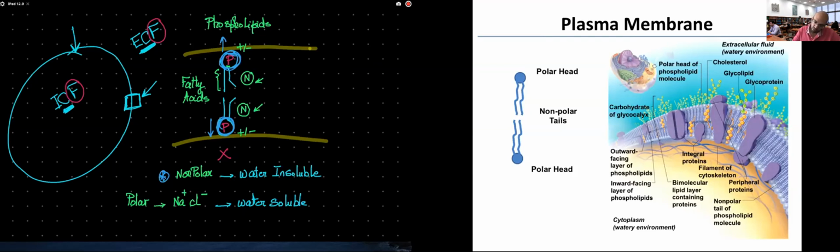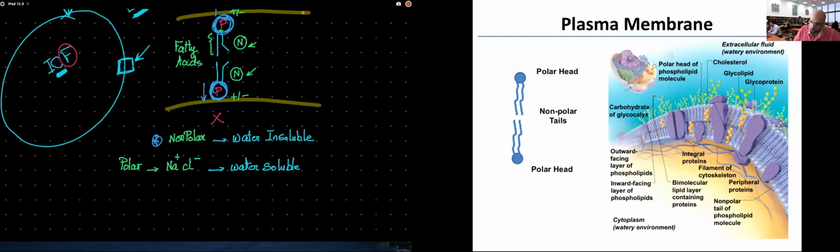Being water insoluble, what do we call something that hates water? It's hydrophobic. What do we call something that loves water? It's hydrophilic. What's phobia? Phobia is fear. Philia is love. All right, so loving water, I'm water soluble, I am hydrophilic. Hating water, I'm afraid of water, I am hydrophobic.